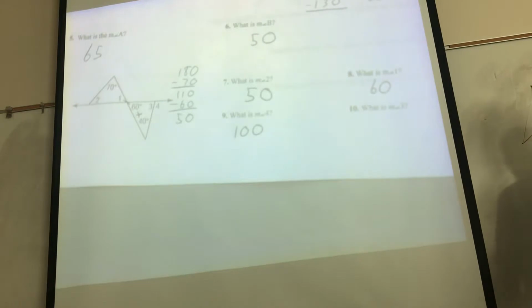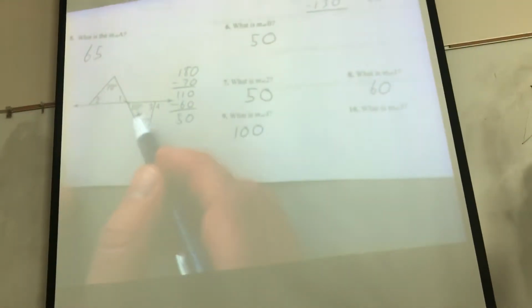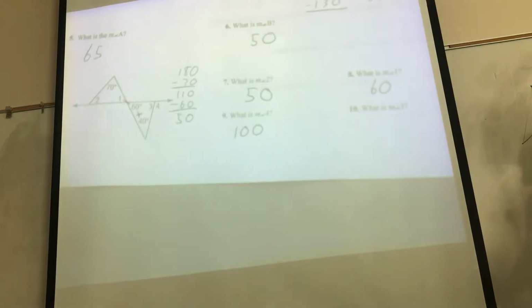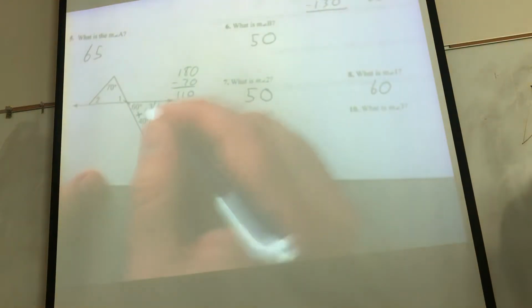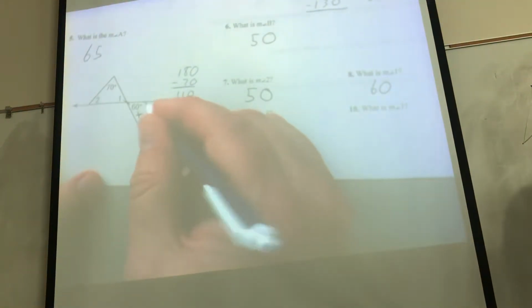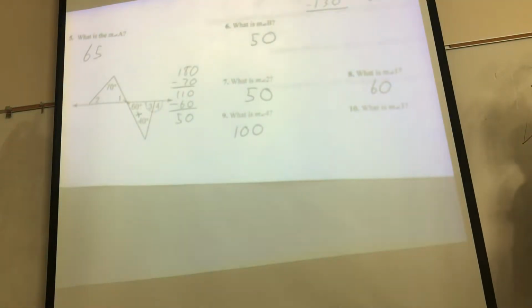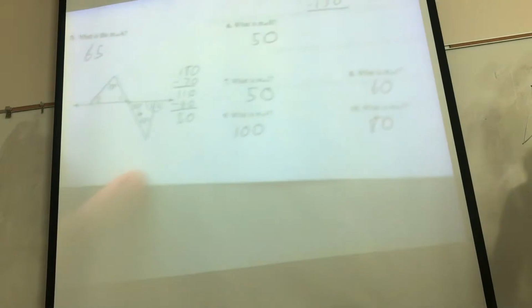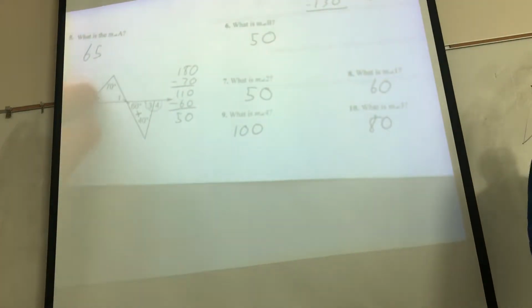The measure of angle 3 you could find two different ways, because all three angles in a triangle are going to add up to 180, or this is a straight line angle, and these two angles will add up to 180. So it's 80, because that's what we've got left out of 180.